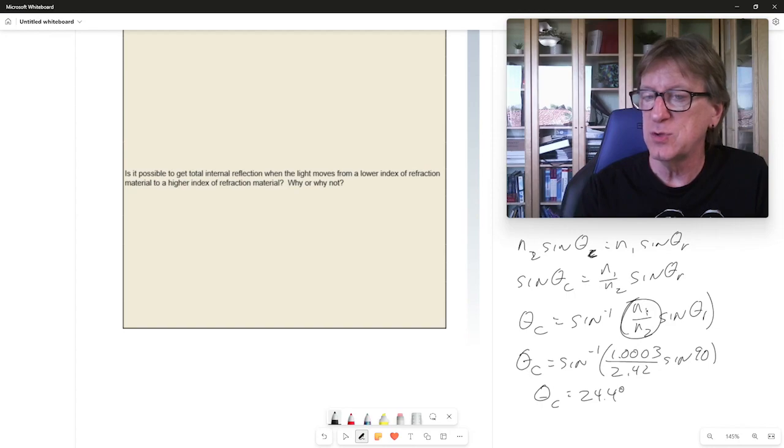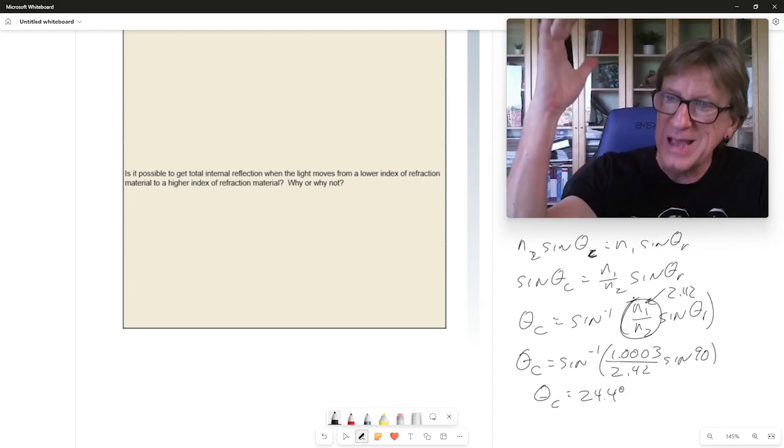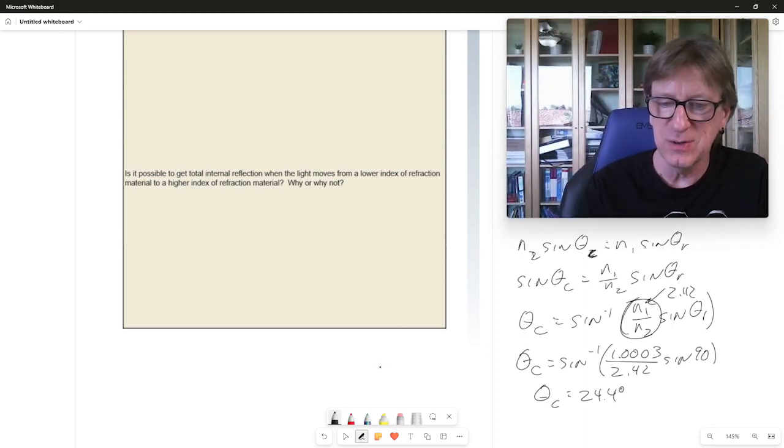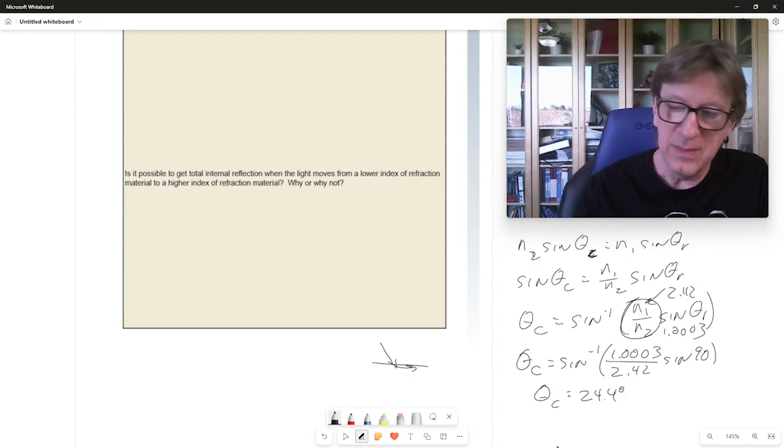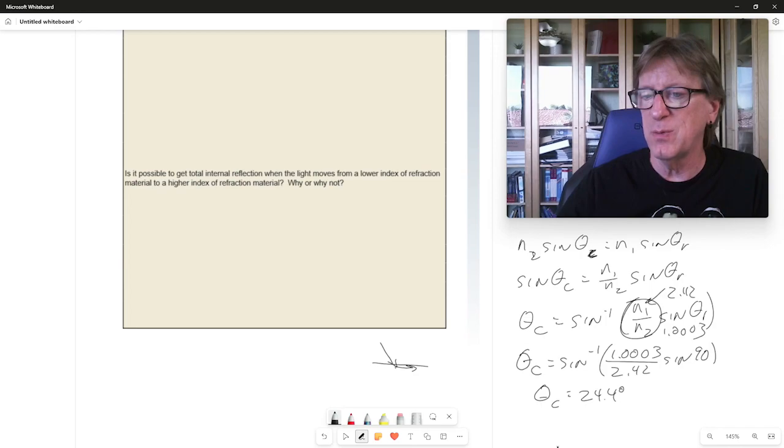If I'm going from 2.42, because N1, remember, was what my exit was. Let's draw our material here. So now I've got this coming in this way, and I want it to get bent. What I was calling N1 here is now going to be N2. So this is going to be 2.42, and this is going to be 1.003. And if that number is greater than 1, then the inverse sine is undefined. So no, there's no way that that's going to work.